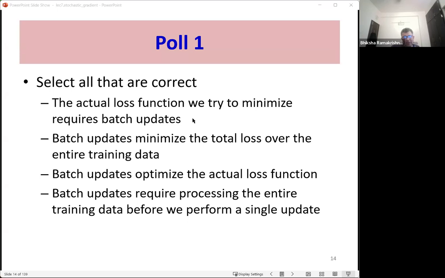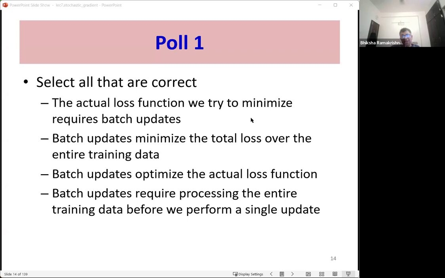Okay. Which of these statements are correct? Anybody? The actual loss function that we must minimize requires batch updates, true or false? Anybody want to reply? True or false, guys? Okay. What is the objective we actually want to minimize? What is the function you actually want to minimize?